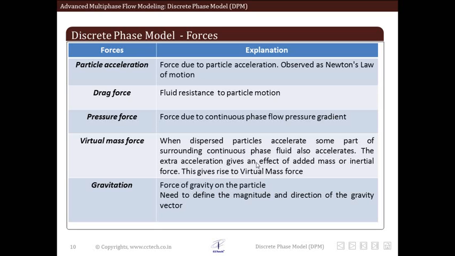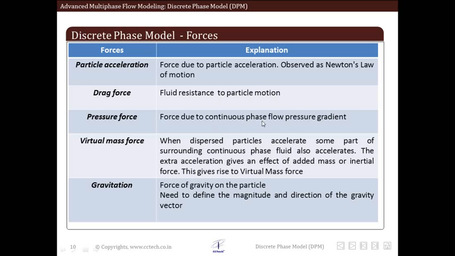We will discuss the importance and meaning of these forces in detail here. First, let us discuss the particle acceleration. Particle acceleration is force due to the particle acceleration, and it is observed as Newton's second law. That is, the basic acceleration of the particle. Then the drag force is also modeled. Drag force is nothing but the resistance offered by the fluid in opposition to the particle motion.